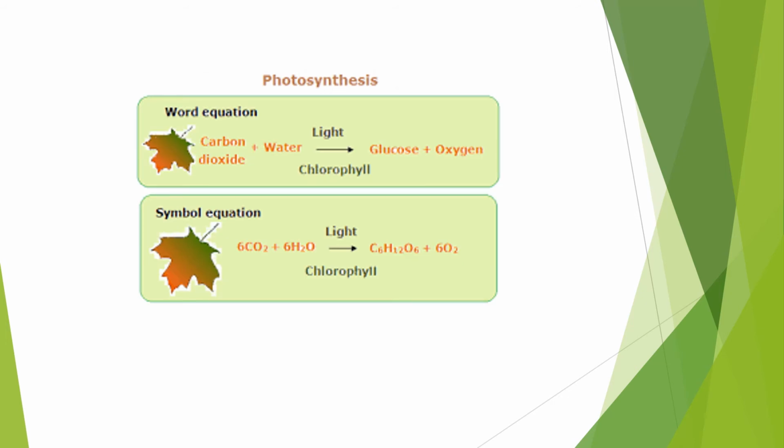The equation for photosynthesis can be written as carbon dioxide plus water, in the presence of light and chlorophyll, produces glucose and oxygen. The symbolic equation can be represented as 6 carbon dioxide molecules react with 6 water molecules to produce 1 glucose molecule, that is C6H12O6, and 6 molecules of oxygen.